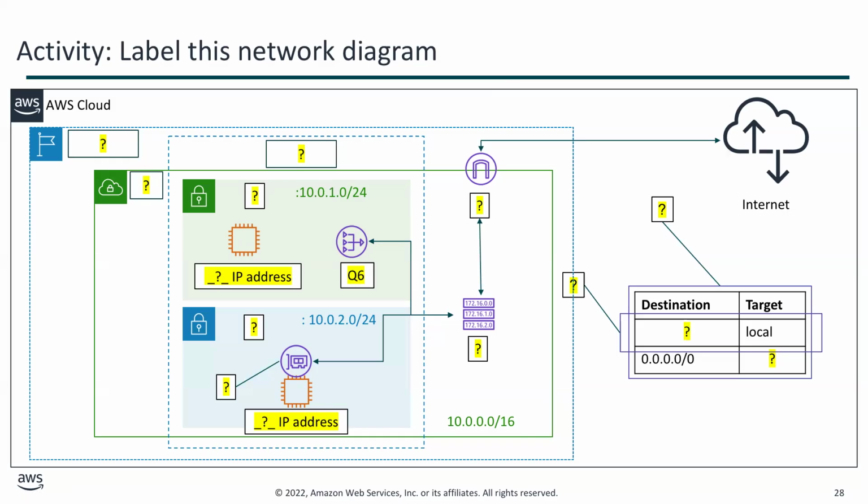Well, yes, I'm partially correct. And what would be the slash after that? 10.0.0.0, yes, slash 16. You can have any slash, but that's your VPC IP range, right? Local. And this one, IGW, that's internet gateway, right? Yes, that's correct.